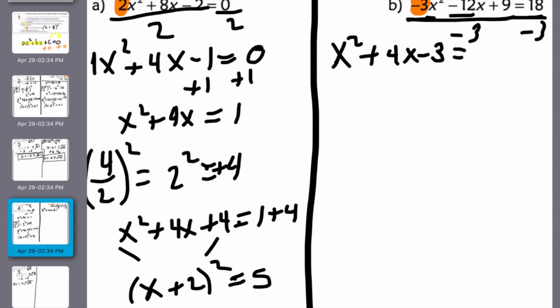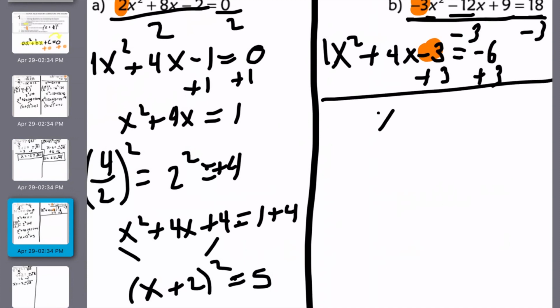And 18 divided by -3 is -6, because a positive divided by a negative is a negative. So now my leading term is a 1, so I need to go ahead and take my constant and move it over to the other side. So I need to add 3 on both sides. Got a lot of 3's going on. So I'm going to have x squared plus 4x equals -3.